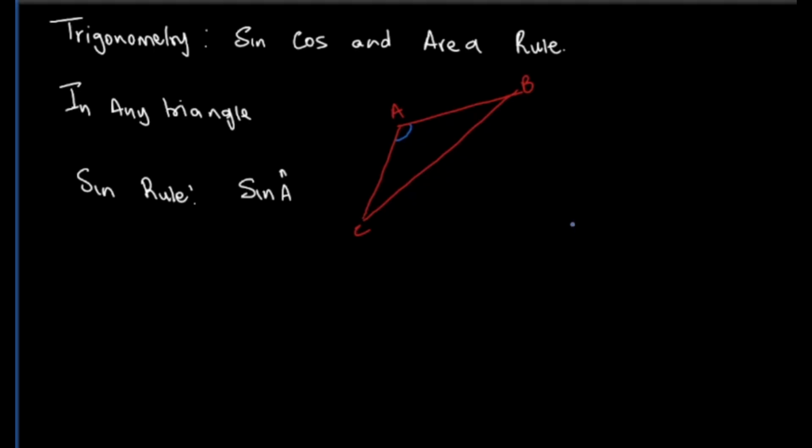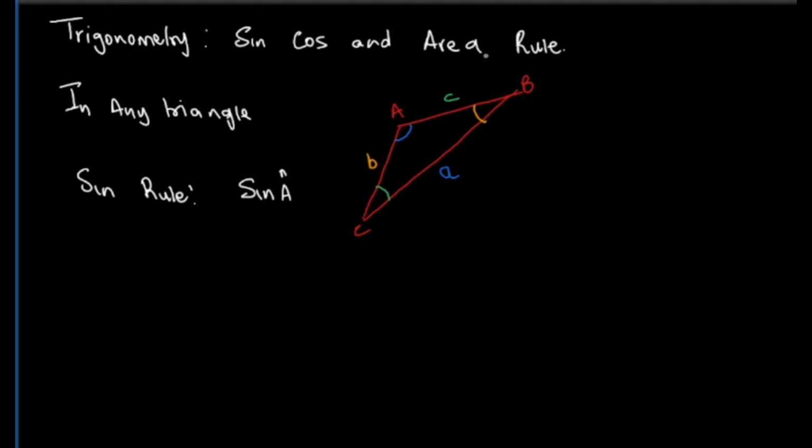my angle, the side that is opposite to that one is going to be my small a. And then if this is my B, the side that is opposite to that B is going to be my small b. And we can say that if this is my C, the side that is opposite to that C is going to be my small c. Are you happy with that?